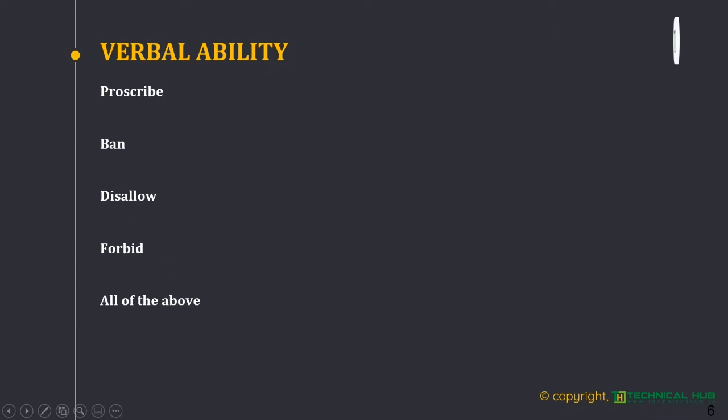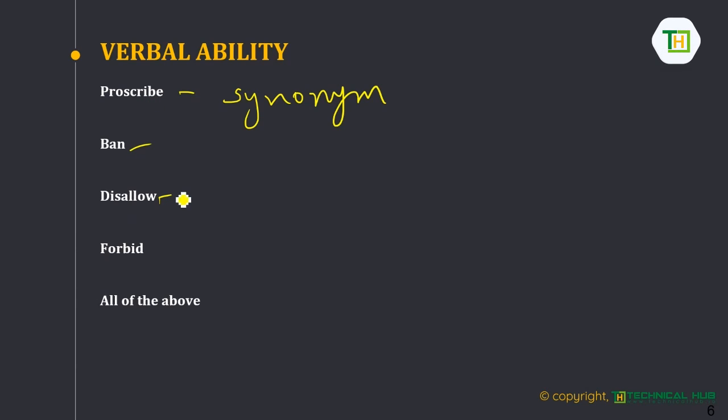Now, you need to find out the synonym of it. What is the first word? Proscribe. Proscribe means ban, disallow, forbid. All these three words have the same meaning. You see it?